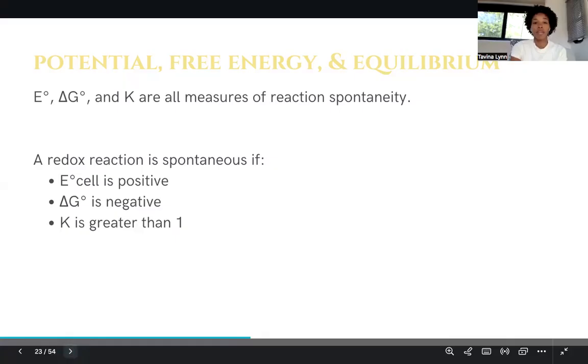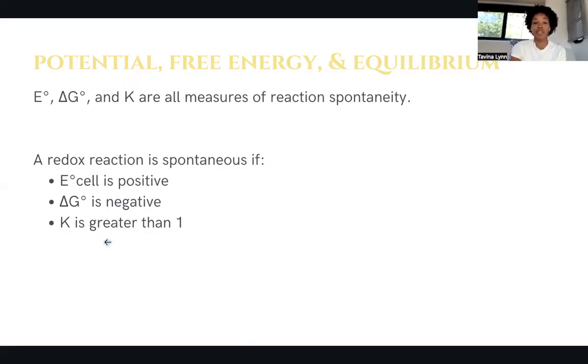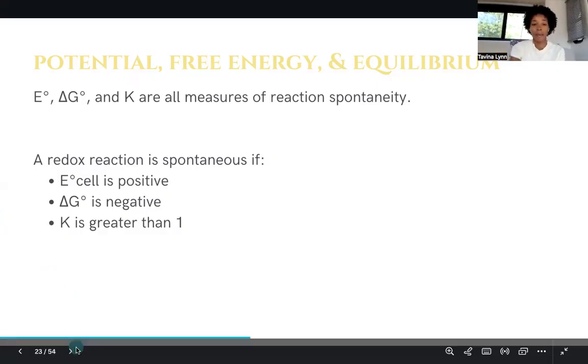So if a redox reaction is spontaneous, all three of these must be true. The standard cell potential must be positive. The standard free energy is negative, we already knew. And the equilibrium constant K will be much greater than 1.